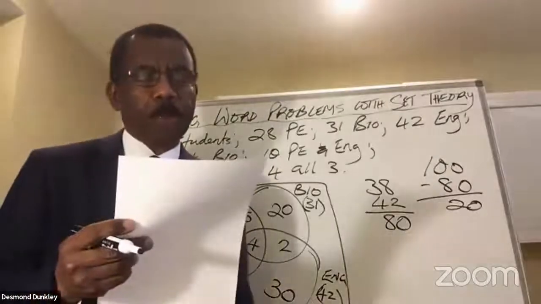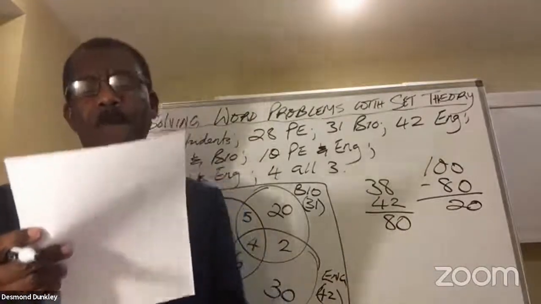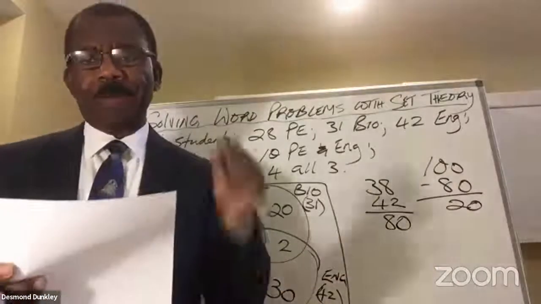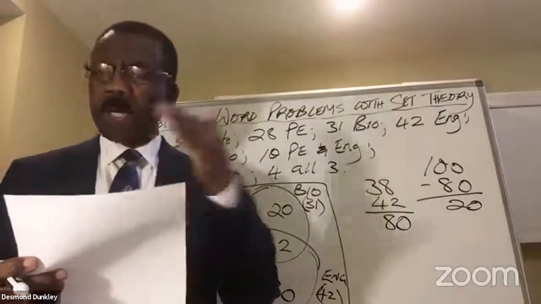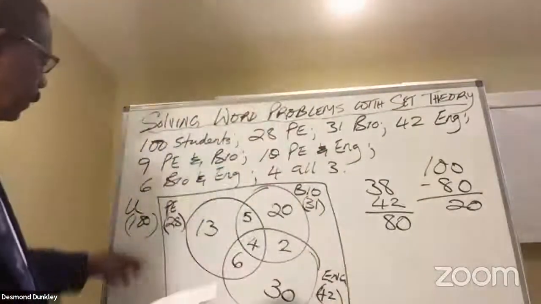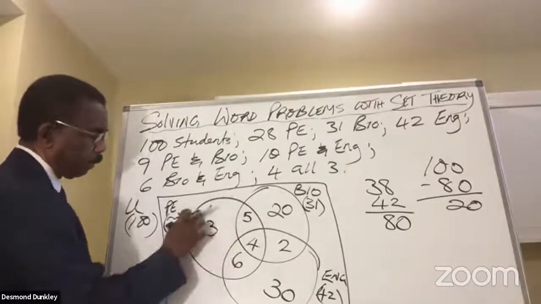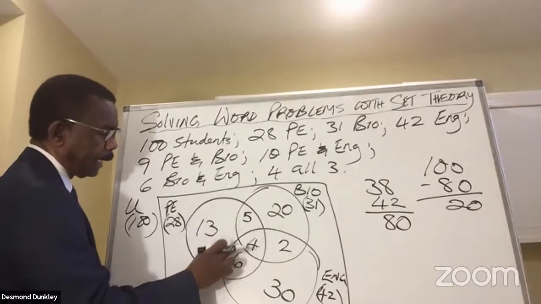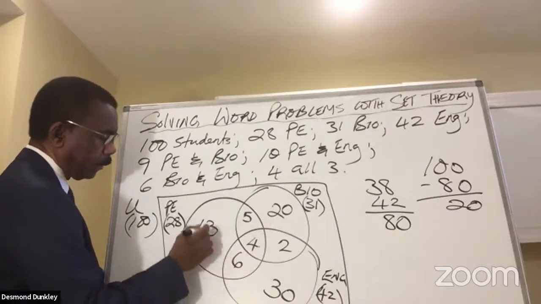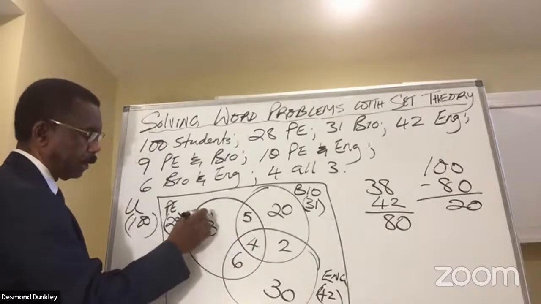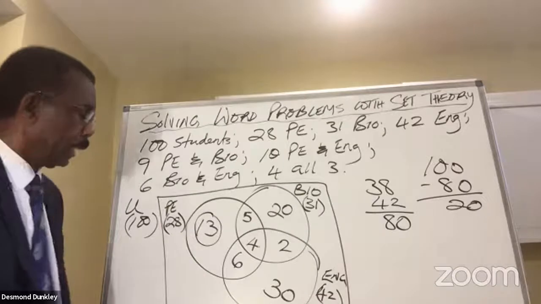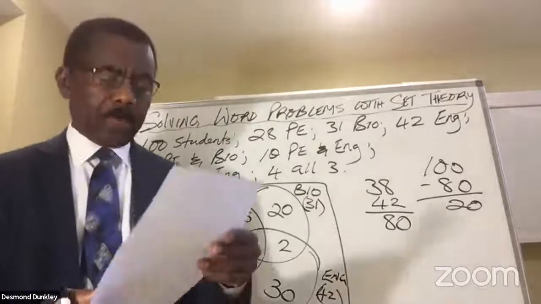How many students took PE, but not Bio or English? PE, but not Bio or English. So here's PE. These are the students who took PE, but the ones that didn't take Bio or English would have to be 13. This is the number we need. 13 will be the answer to that question.